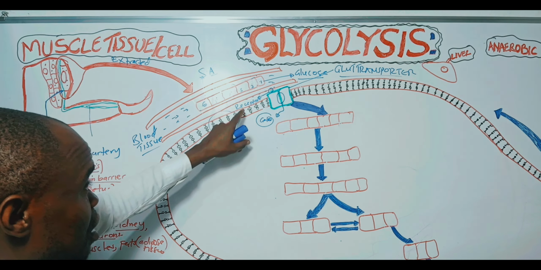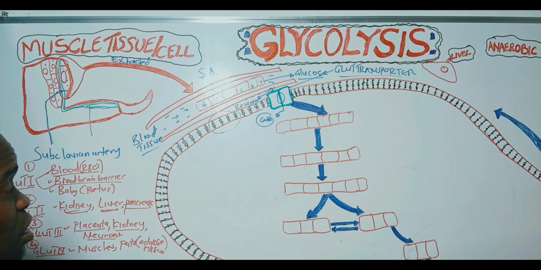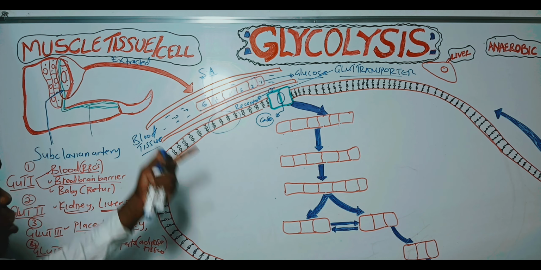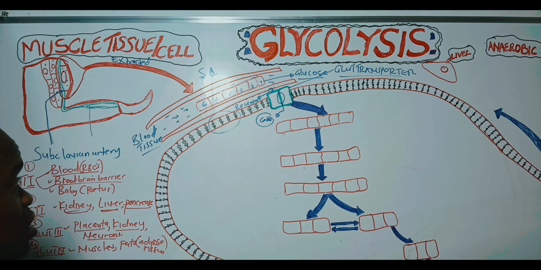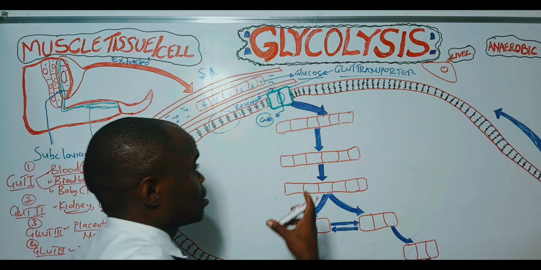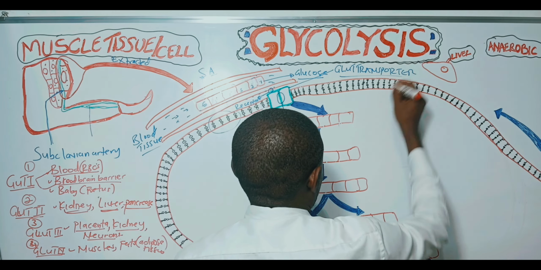Now we have seen that this is the muscle cell. That means it's supposed to have the GLUT 4 transporter. So this is supposed to be the GLUT 4 transporter.